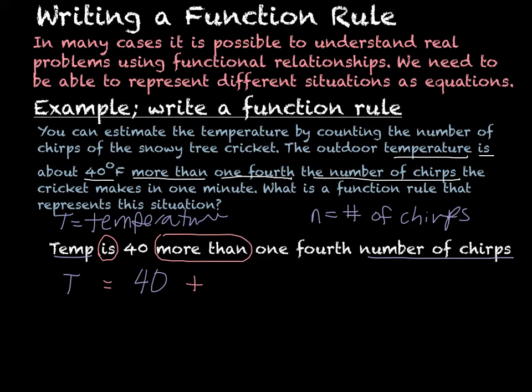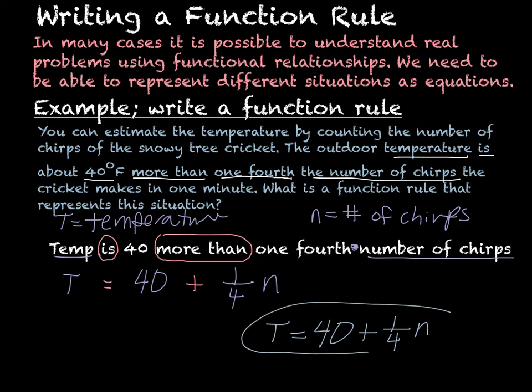So I have 1/4 the number of chirps. So it's 1/4 times the number of chirps. So my equation is just T, or my function rather, is T equals 40 plus 1/4 times N. And that is your final answer.